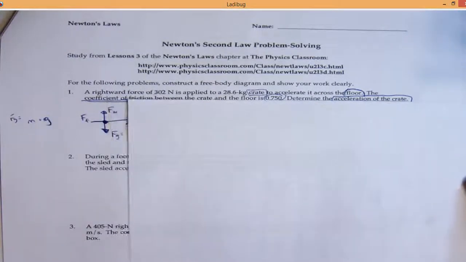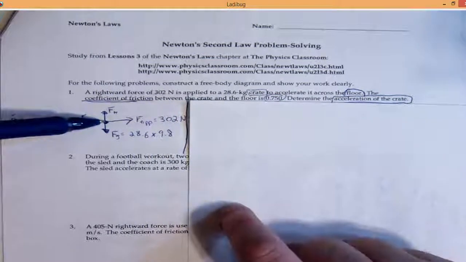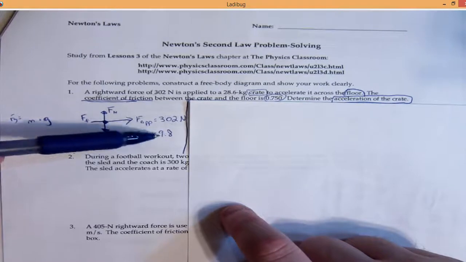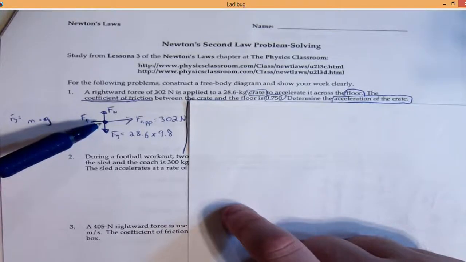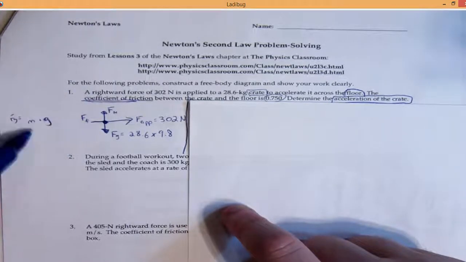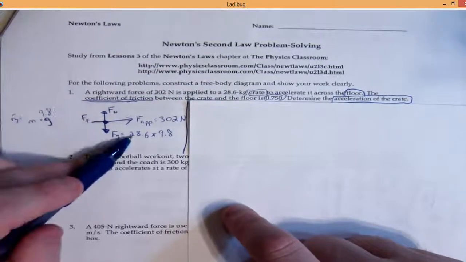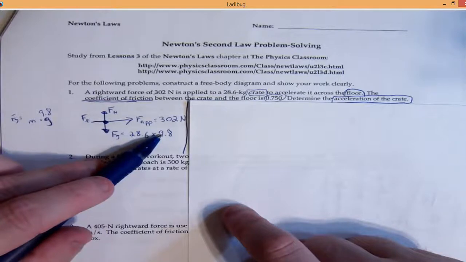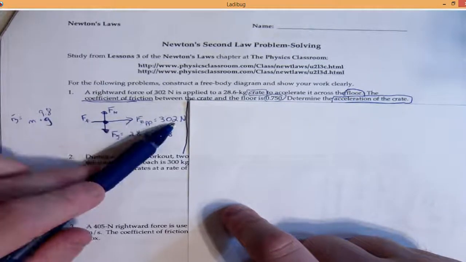And I've already sort of made this, so let's talk about everything that we did. So, this is our crate. We know the force of gravity is our mass times gravity. So, pro tip, if any object is sitting on the ground or the floor, it's just mass times Earth's gravity, which we know is 9.8. Okay, so mass, 28.6 kilograms times 9.8 is going to be our force of gravity, which I believe comes out to 280.28 or something. So, our applied force, 302 newtons.